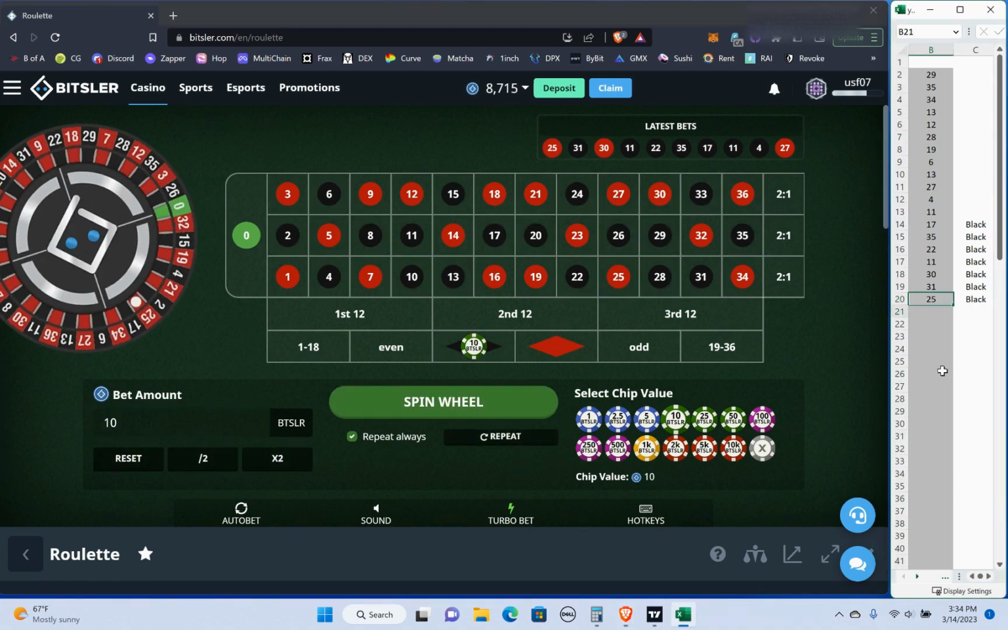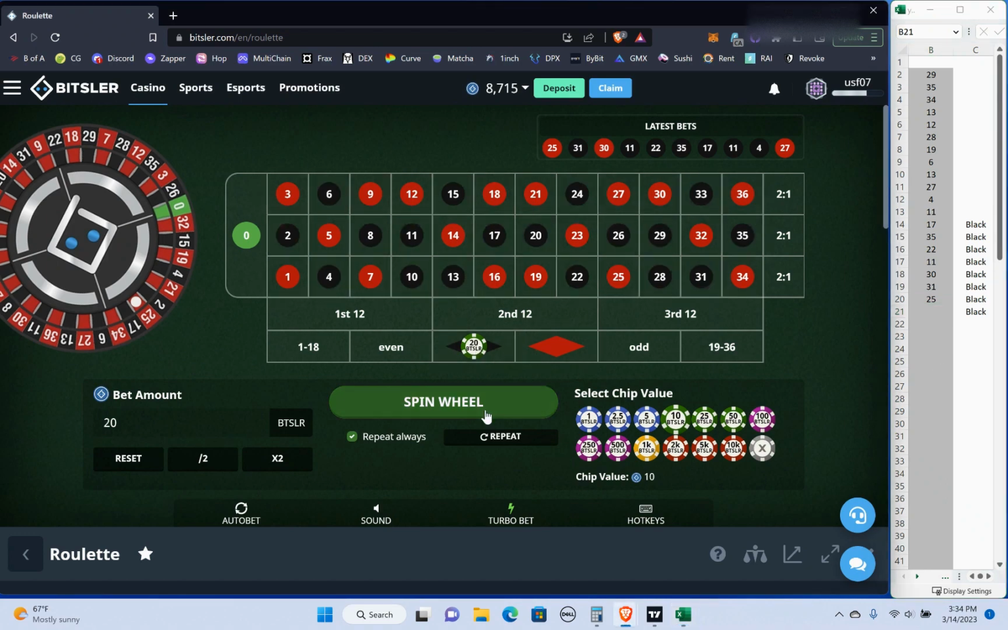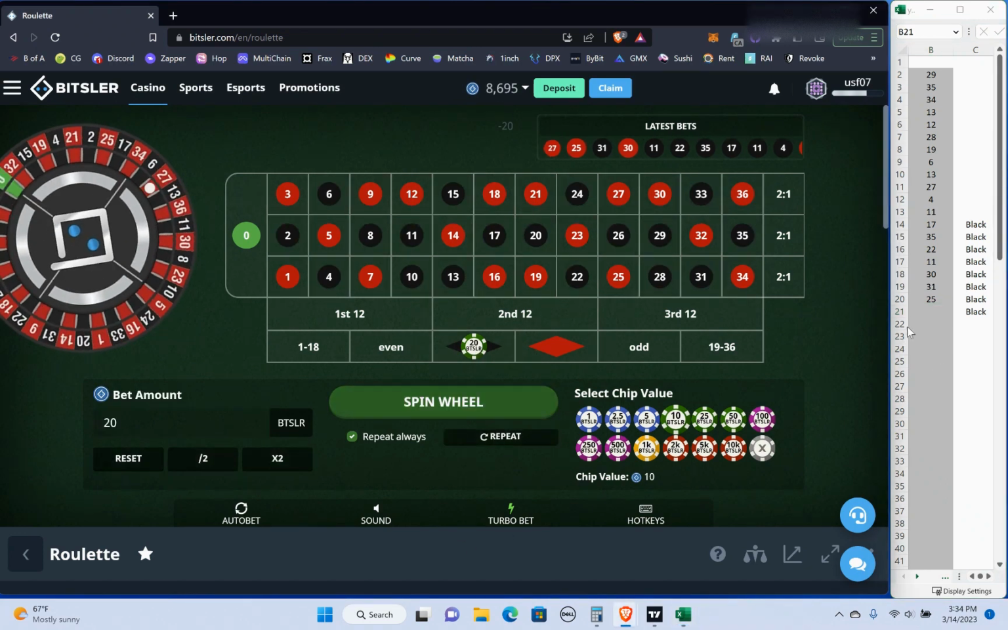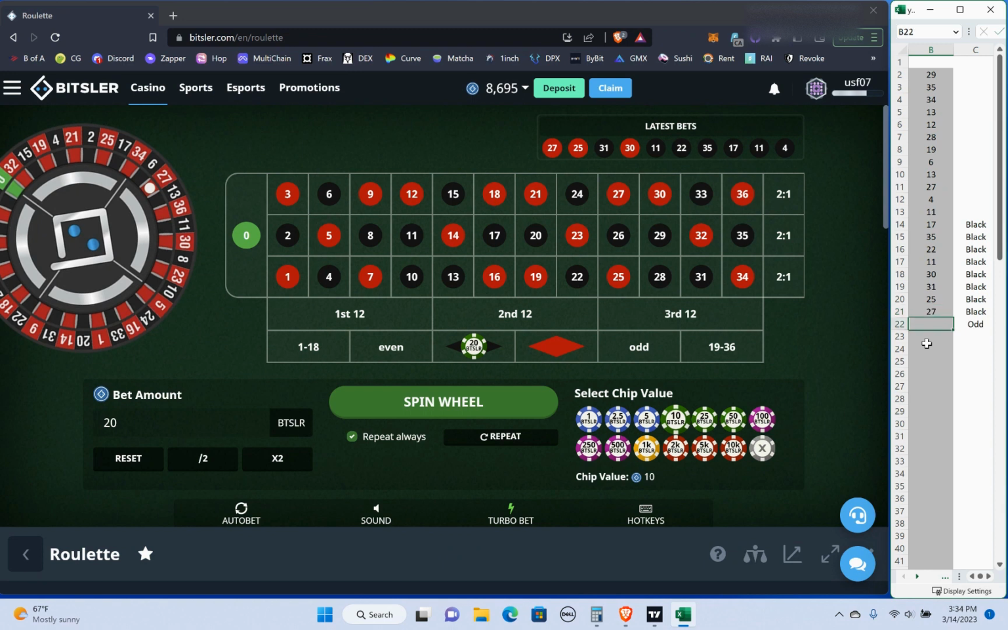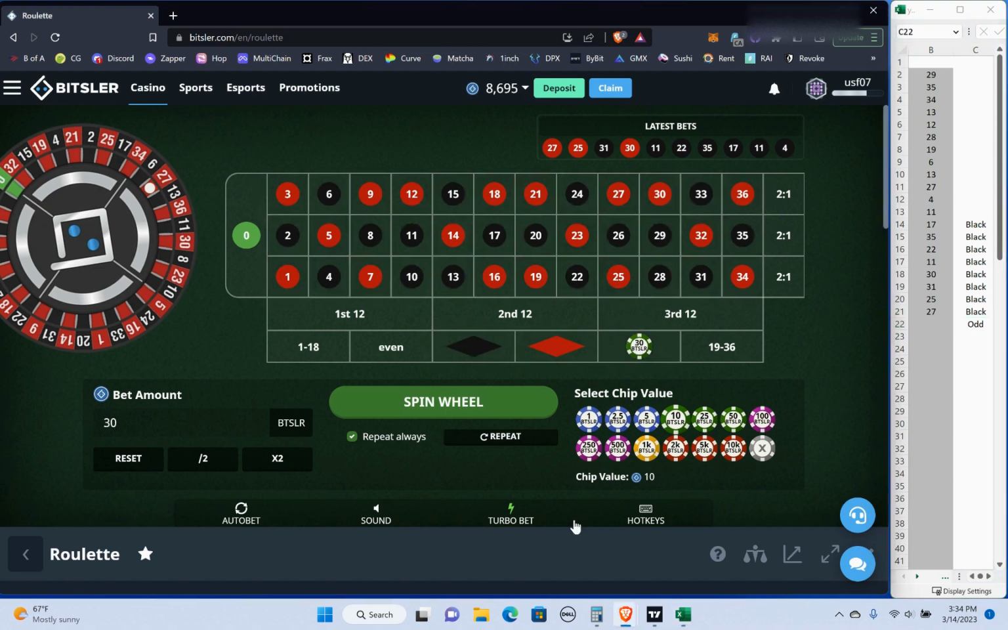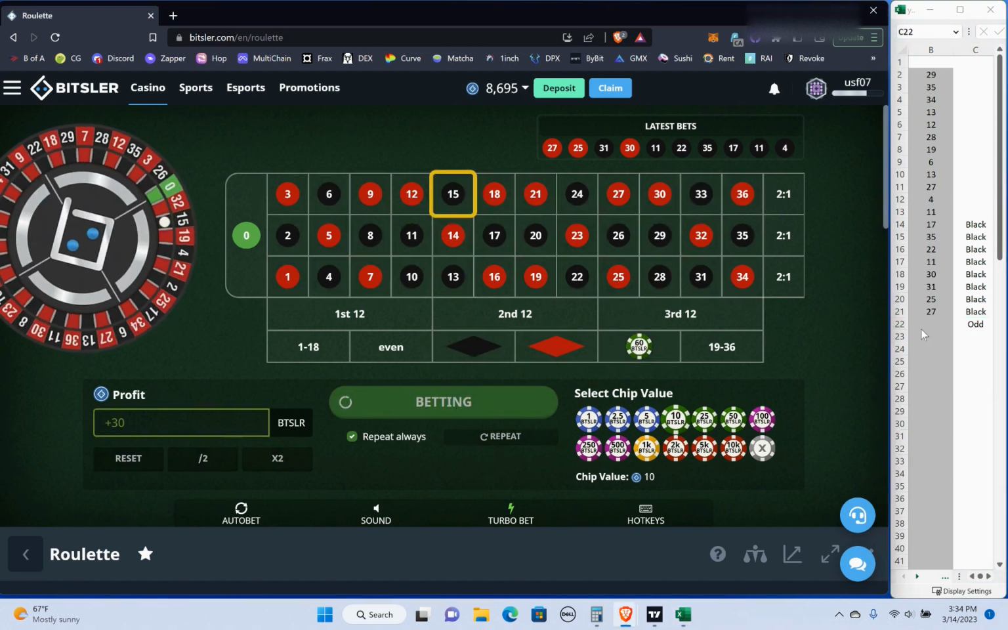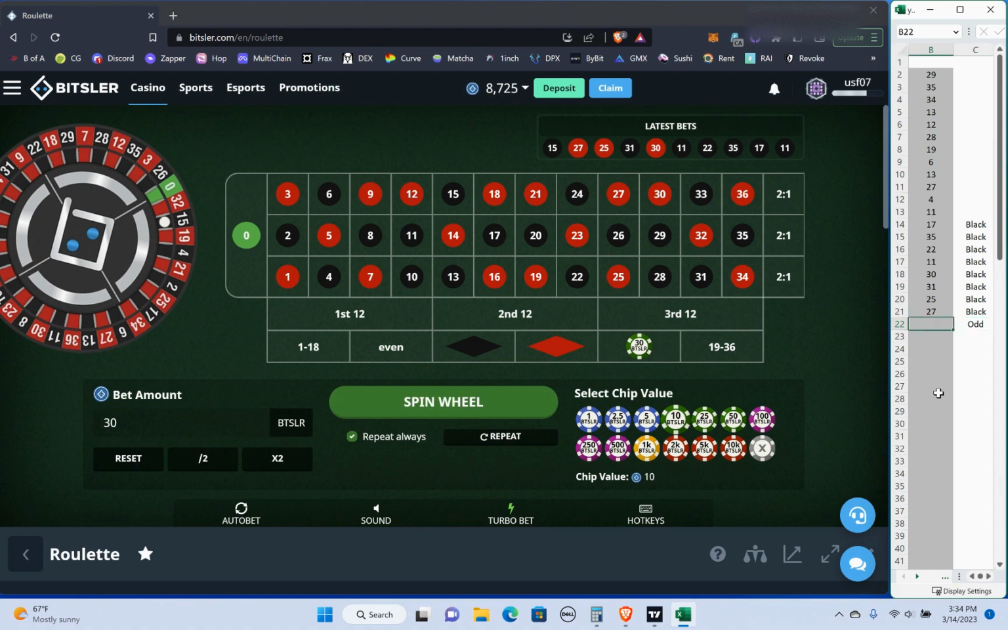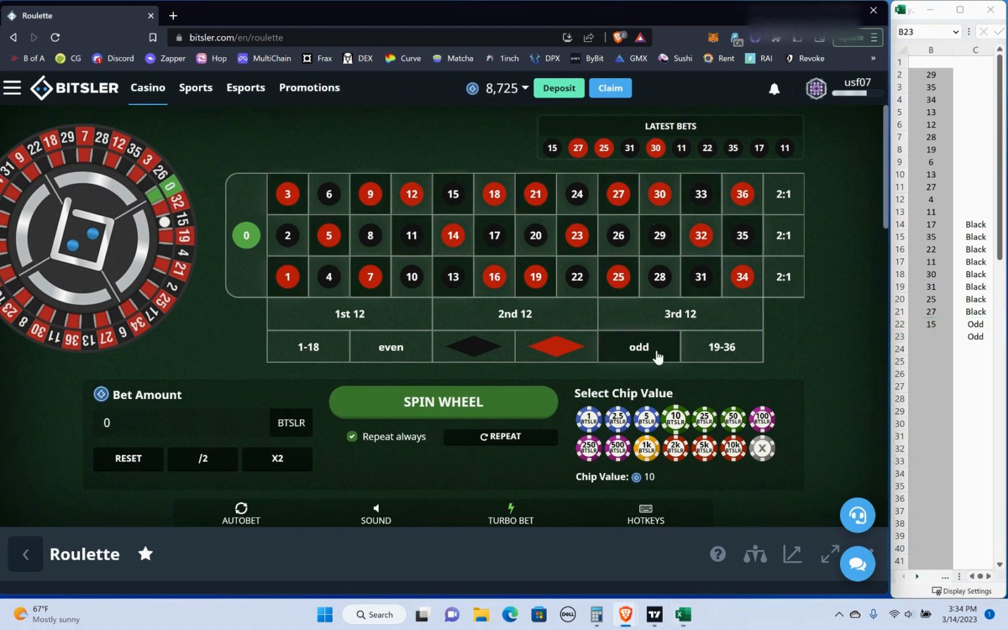All right, that's a miss. Still on black, up one. That's a miss. And now it's switched me over to playing odd. So I'm at 2 units here, so I'm gonna go up one to 3 on odd. Okay, that's a hit. Still on odd, but I gotta go down one to 2 units.